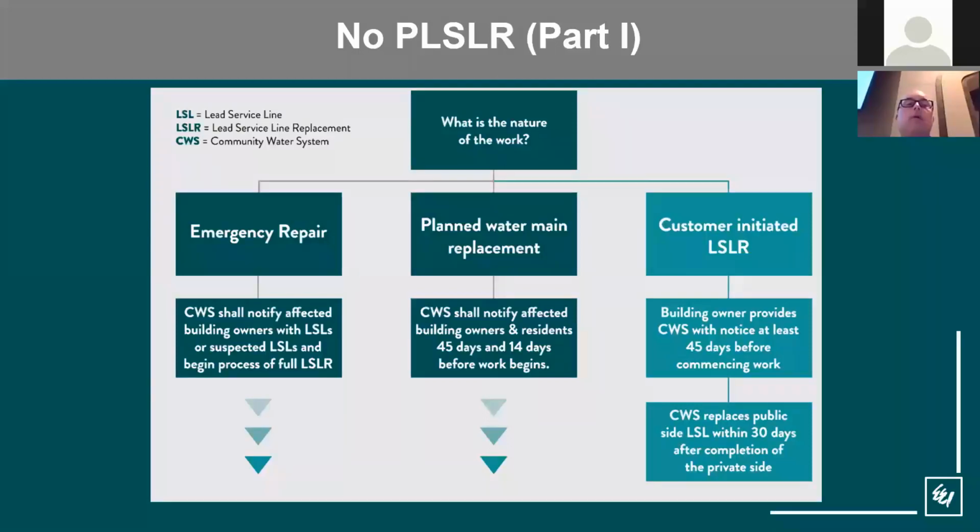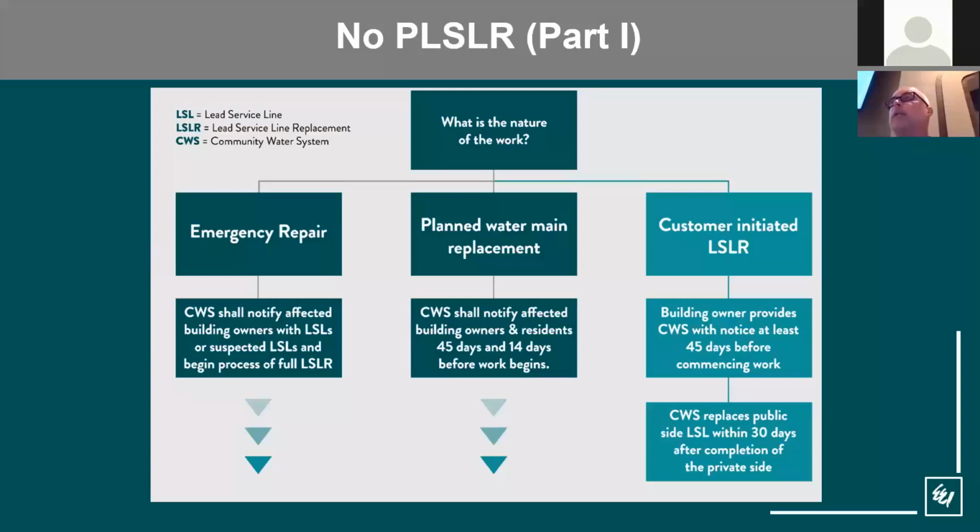Okay, getting into the no partial lead service line replacement. I have two slides on this. Again, it was part of our no partial lead service line replacement infographic, so you've got that within your materials and you can look at it specifically. The approach to this notification, how you go about it, timelines, et cetera, depend on what the nature of the work is. So in this flow chart, if it's an emergency repair, then the community water supply has to notify the affected building owners with the lead service line or suspected and begin the process of full lead service line replacement.